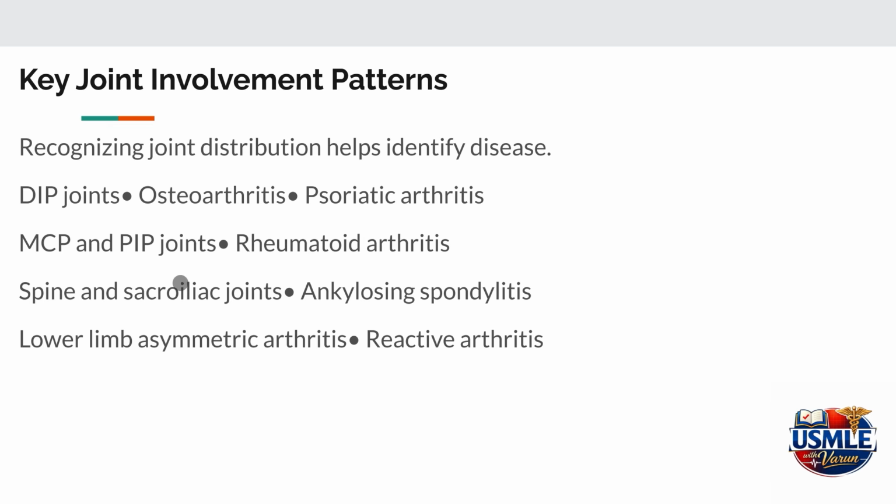Joint distribution provides patterns that are valuable diagnostic clues. So, if the distal interphalangeal joints are involved, the likely diagnosis includes osteoarthritis or psoriatic arthritis. If the metacarpophalangeal and proximal interphalangeal joints are involved, think about rheumatoid arthritis. If the spine and sacroiliac joints are involved, consider ankylosing spondylitis. If arthritis occurs asymmetrically in the lower limbs, reactive arthritis is a possibility.